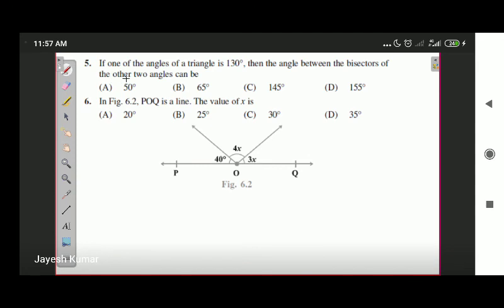Next is question number 5. If one of the angles of a triangle is 130 degrees, then the angle between the bisectors of the other two angles can be what? We have a triangle whose one angle is 130 degrees. Then the angle between the bisectors of the other two angles.